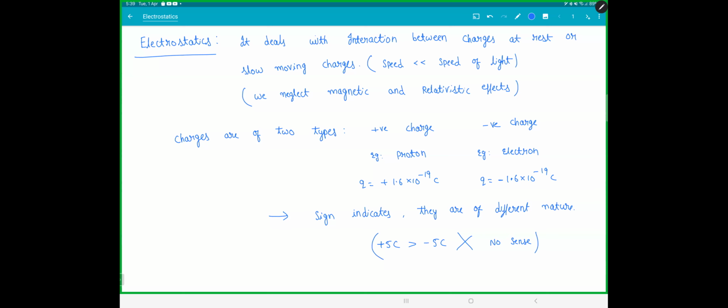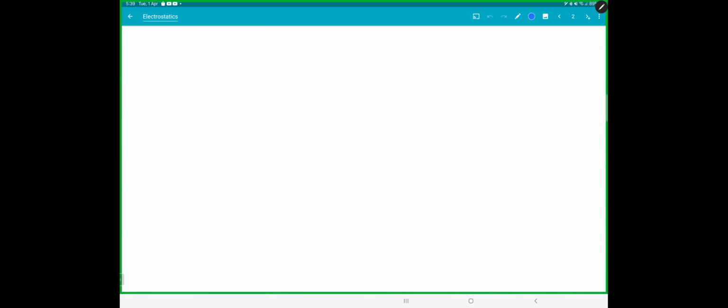Clear with this? Any doubts on this page? Clear? So then we classified the charges are of two types. You can put down the main points. Don't worry about the notes. I'll send you the PDF. Then properties of charge.